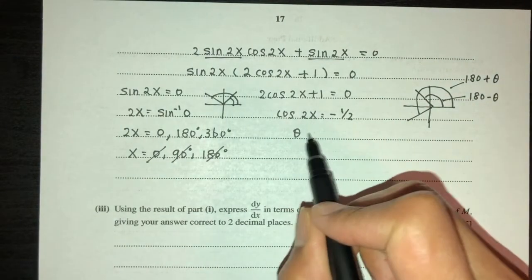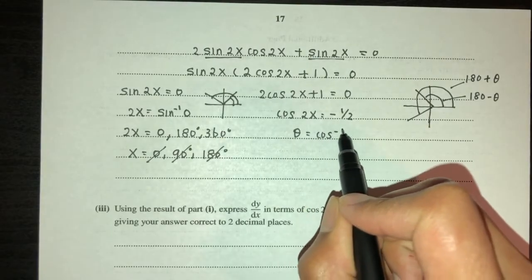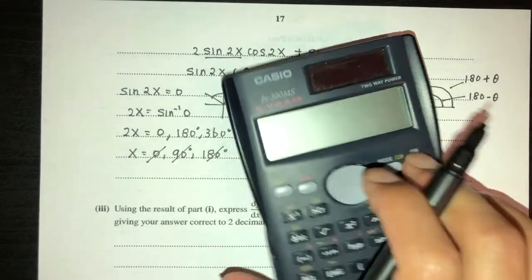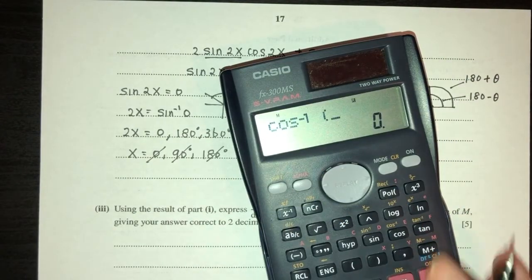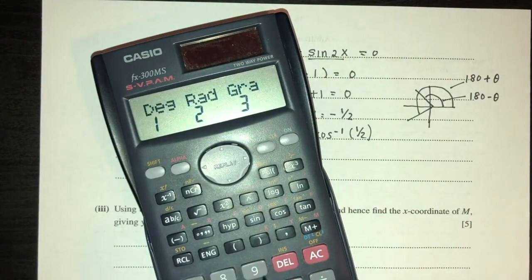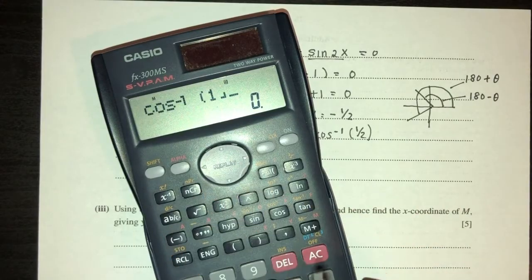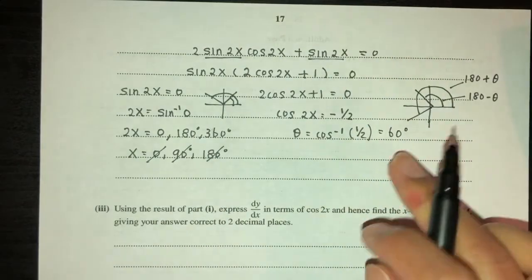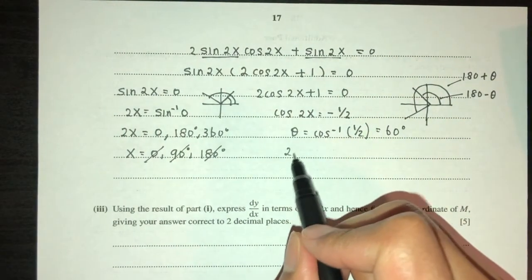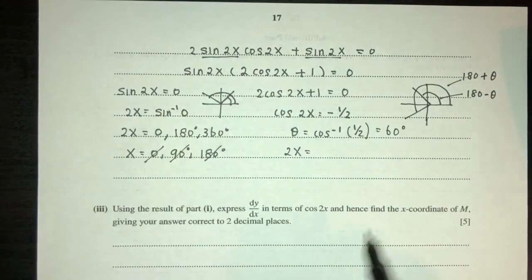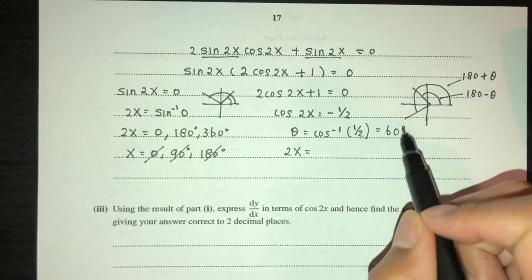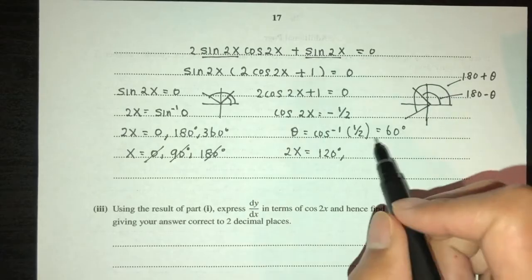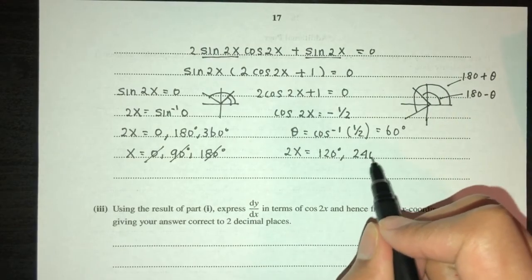Theta is not the same as x; it is cos inverse of the positive value of this one. So let's find that cos inverse, first using degrees so you can understand that it is half. That will be 60 degrees. But we have to find the value of 2x, so 2x is equal to, look at your quadrants, the first one is 180 minus this, that should be 120, or it can be 180 plus this, that should be 240.